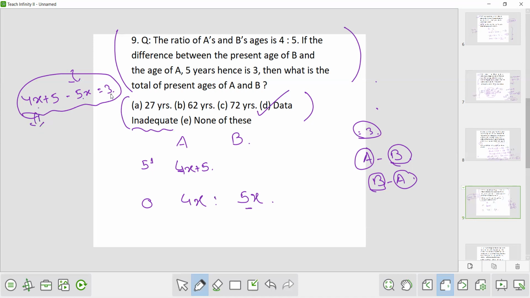4x plus 5 minus 5x means A after 5 years will be 4x plus 5 and B at present is 5x. So if A after 5 years is greater than B at present, then you will subtract A minus B, 4x plus 5 minus 5x. So it will be minus x equals minus 2, x will be 2.